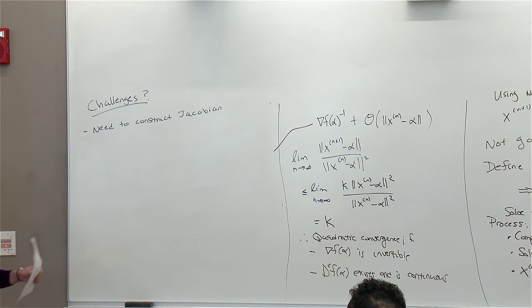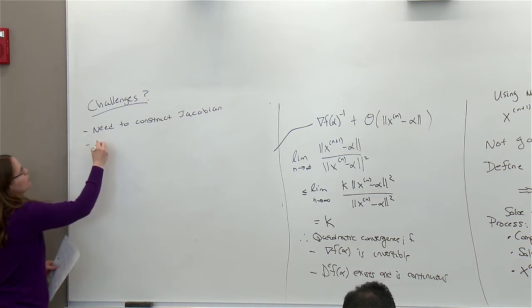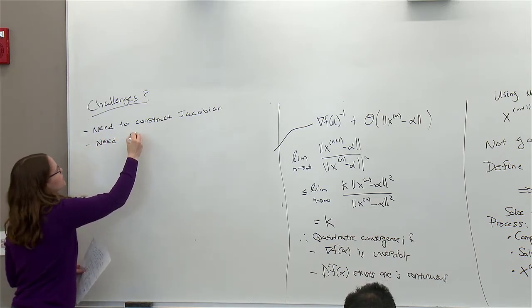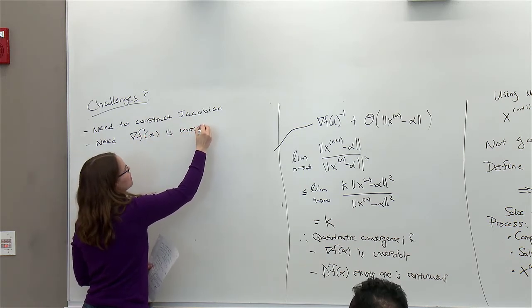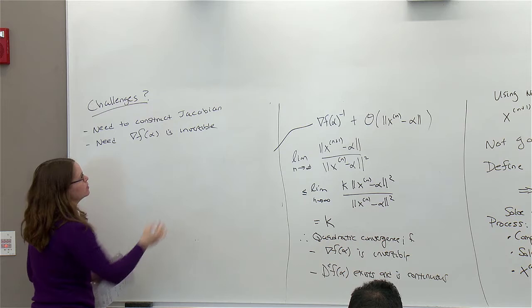When we were doing scalar Newton's method, we compute f prime and we ask, are you equal to 0? Oh, that's bad, we don't want to divide by zero. Are you not equal to 0? Then great, we're in business. That's a lot harder to check with a big matrix. So we need to know that the Jacobian is invertible, and this may not be easy to verify.